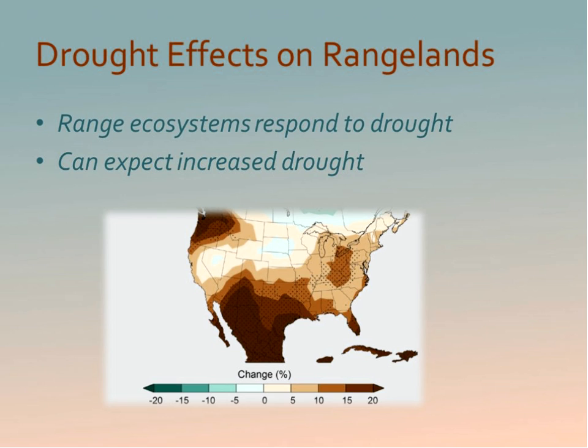Okay, what I'd like to do now is switch it over to Charlie Luce, who will talk about drought effects on rangelands. Thanks, Jim.